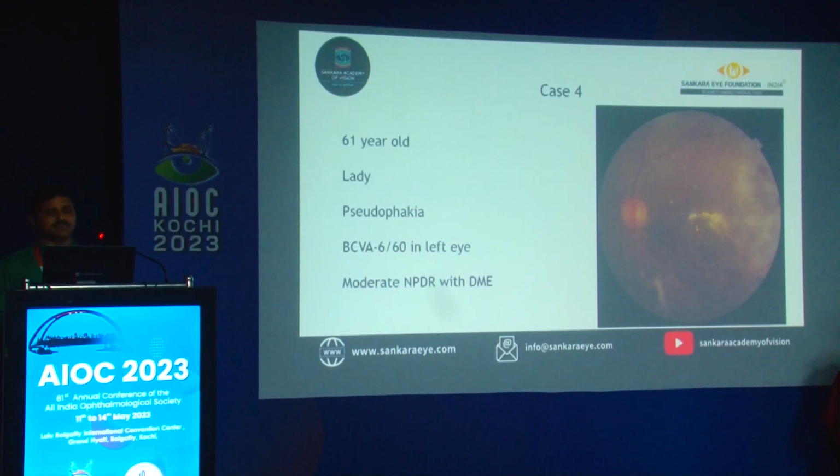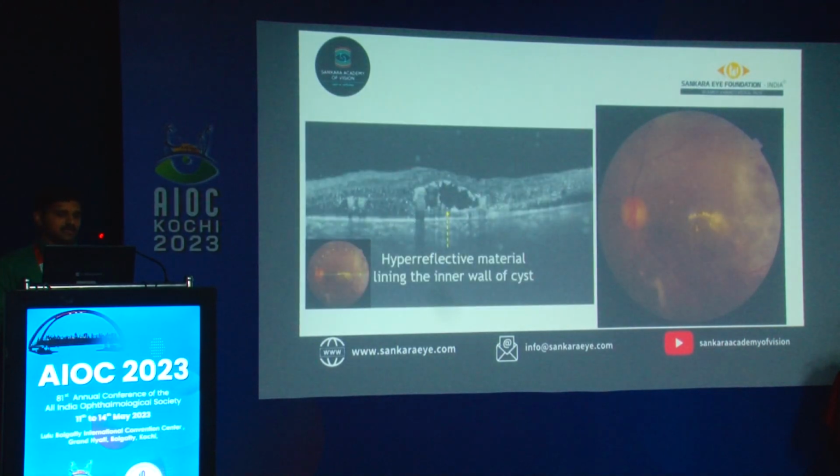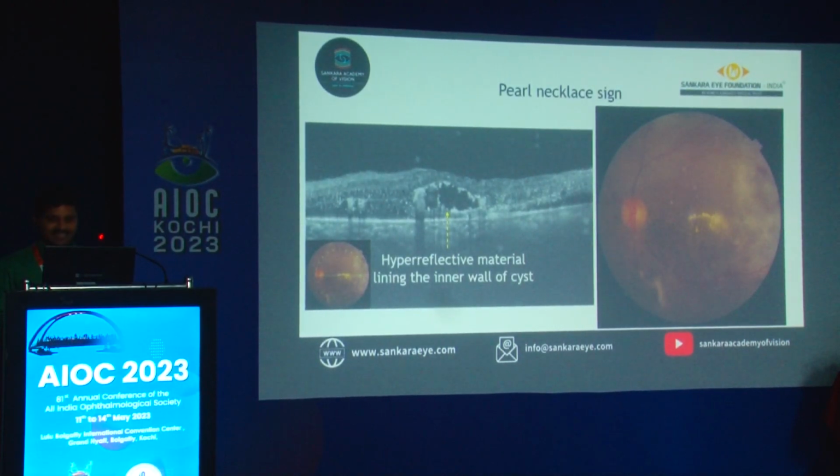Moving on to another case, a 61-year-old lady with moderate non-proliferative diabetic retinopathy with DME with a vision of 6/60. Here we can see that at the fovea there was a cystoid space with hyperreflective material lining the inner wall of the cyst. This is termed the pearl necklace sign. This is not an acronym. This is the only entity in this presentation which is not an acronym, but Dr. Divyansh asked me to include this, so I have included it.